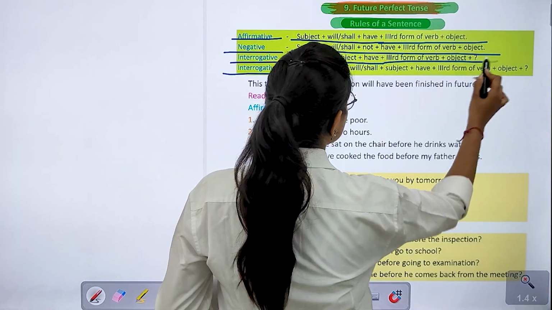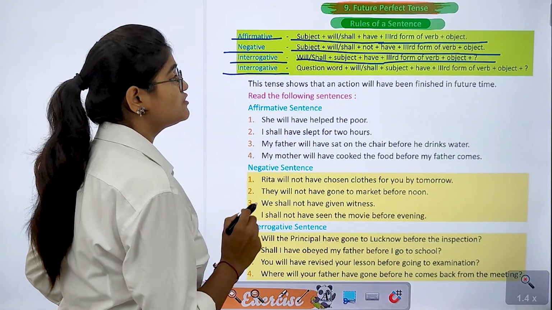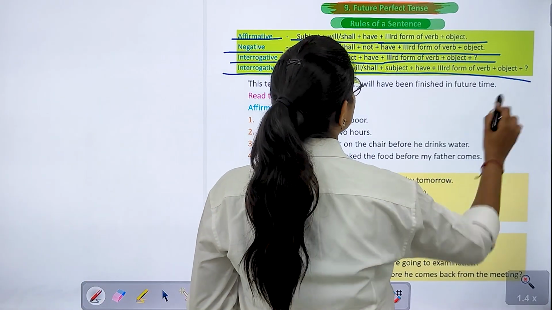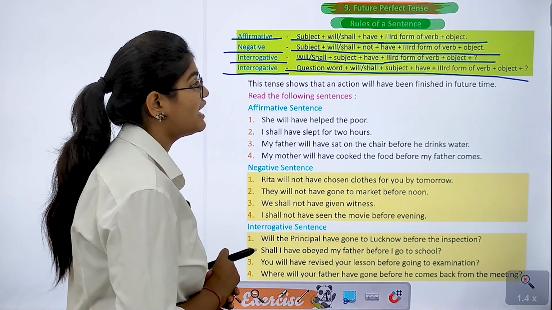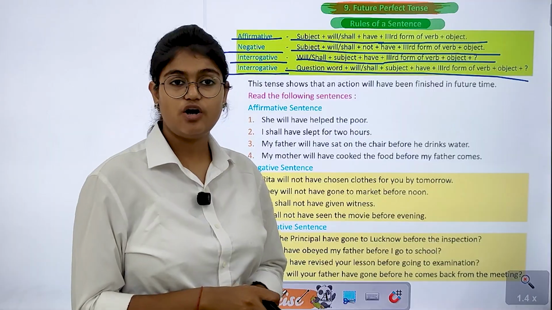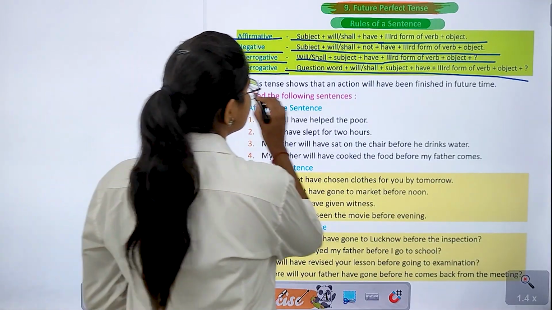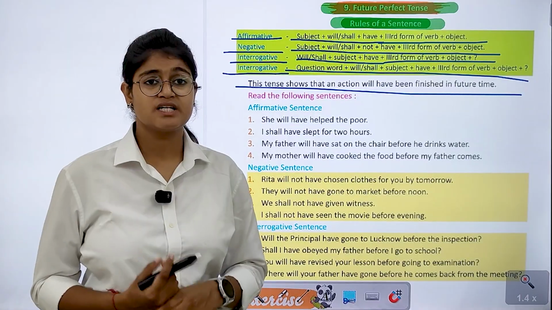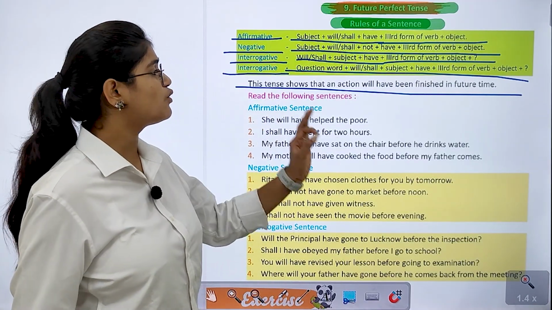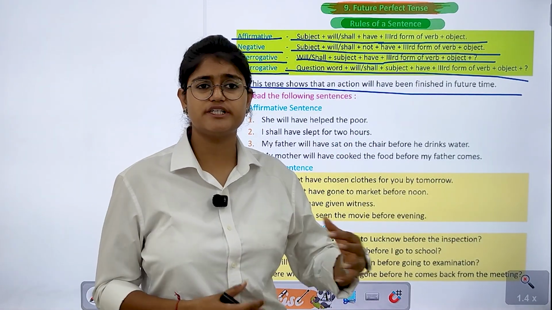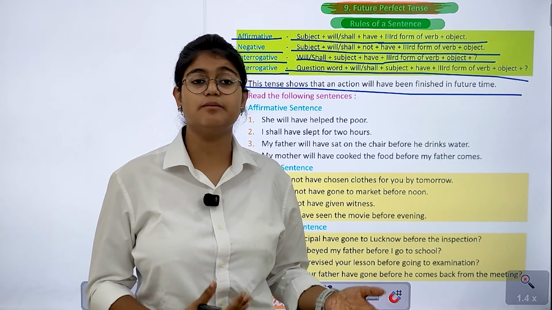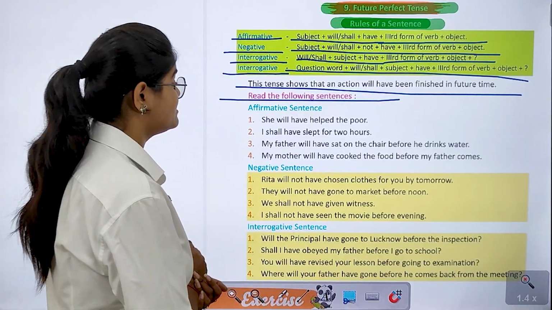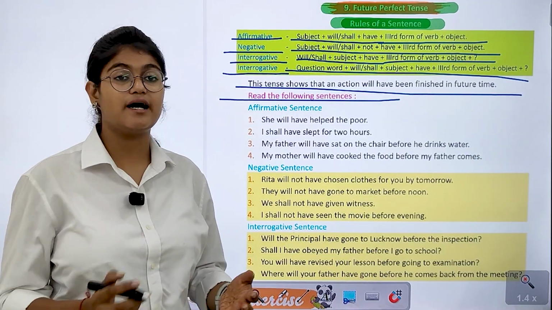Will shall plus subject plus have plus third form of the verb plus object. After that, again the question word plus will shall plus subject plus have plus third form of the verb plus object. Right? This tense shows that an action will have been finished in future time. ये tense हमें दिखाता है कि कोई भी एक्शन जो है वो हम फ्यूचर टाइम में आगे आने वाले टाइम में ख़त्म कर देंगे. जैसे कि रीड द फॉलोइंग सेंटेंसेस. जल्दी से इन सेंटेंसेस को पढ़ते हैं और देखते हैं कि क्या हमें बताया गया है.